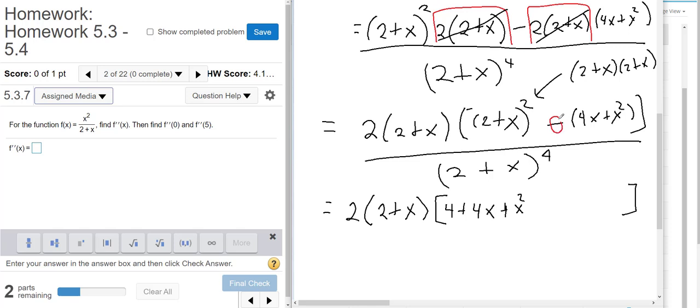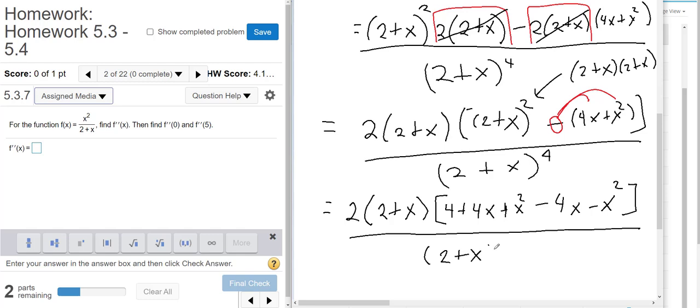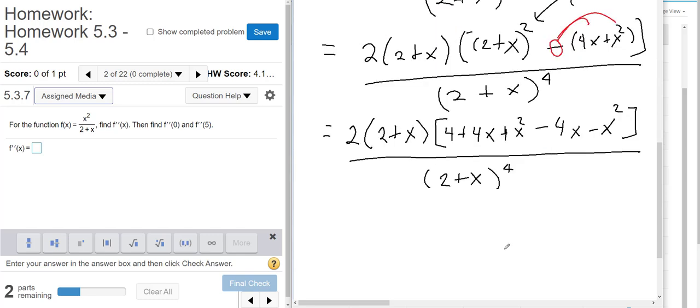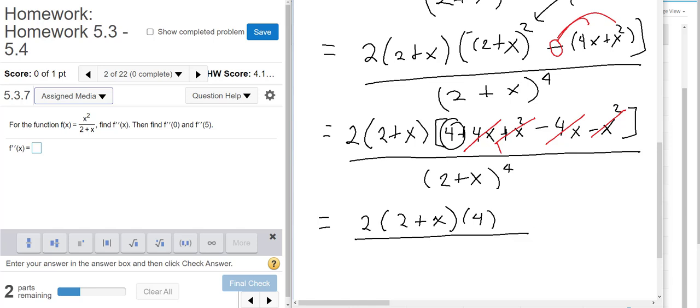And this minus has to be distributed. So that's going to give me minus 4x minus x squared. And all of that is over 2 plus x to the fourth. Now it's about to simplify drastically because 4x minus 4x, x squared minus x squared, I am left with, on the top, 2 times 2 plus x times 4, because the only thing left in here is this 4, and that's over 2 plus x to the fourth.